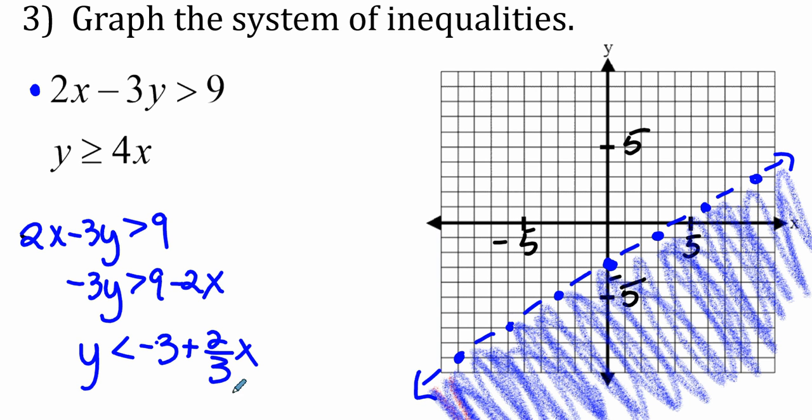If you wanted to use this inequality, you could do the same thing. And again, 0 is not less than -3. So we're shading below the boundary line.